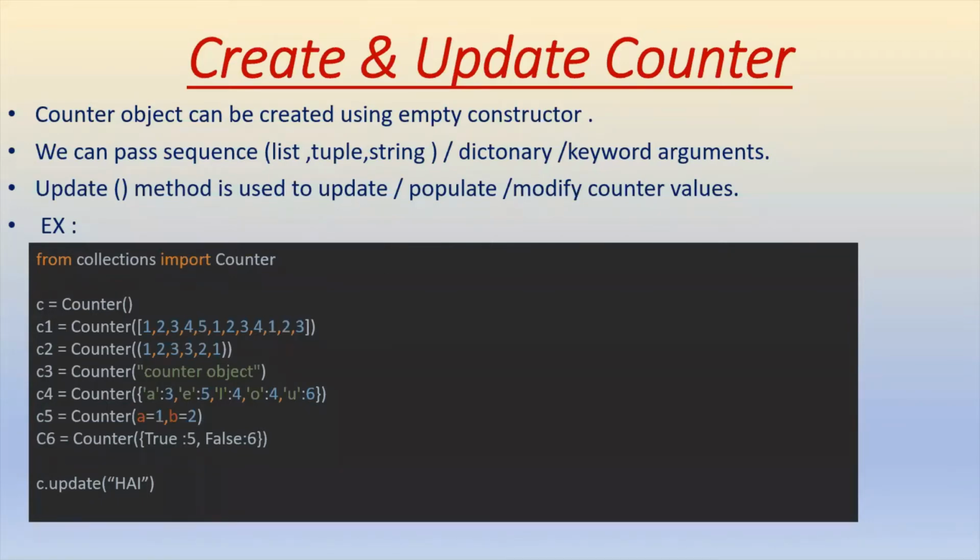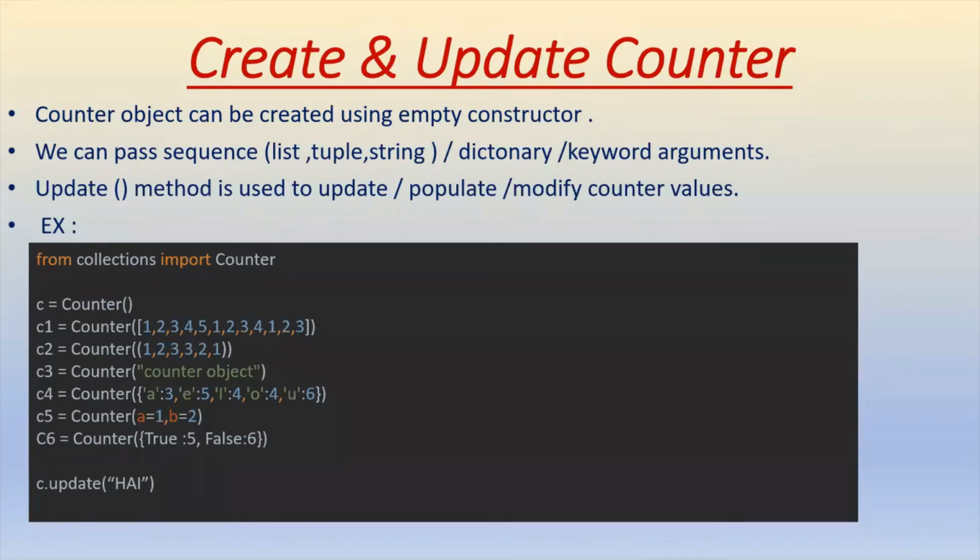Let's assume we have created a Counter object using the empty constructor. The empty constructor just creates an empty Counter object, so it doesn't add any elements to it. So how can you populate elements into an empty Counter object? Here comes the update method. The update method of the Counter class is used to update, populate, or modify the Counter values. Not only an empty Counter, we can also update non-empty Counter values using the update method.